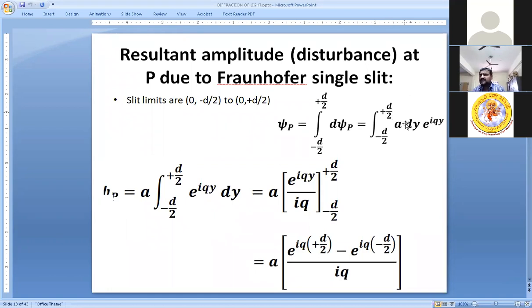As you know, a is a constant, because the amplitude of light per unit width of the slit is not going to vary, at least with respect to y, or at least with respect to this minus d by 2 and plus d by 2. Hence a is a constant which can be pulled outside. So here I have taken the a outside of the integral, and I have integrated from minus d by 2 to plus d by 2 e power iqy dy.